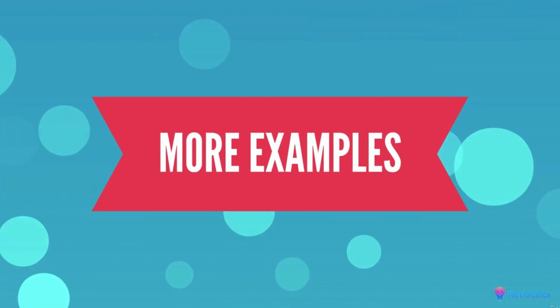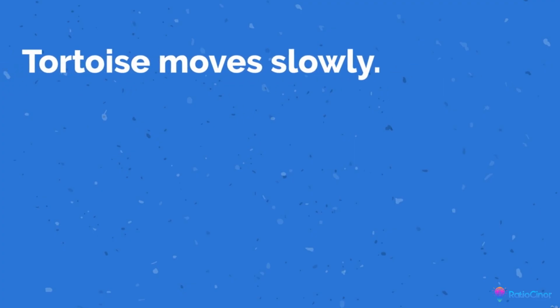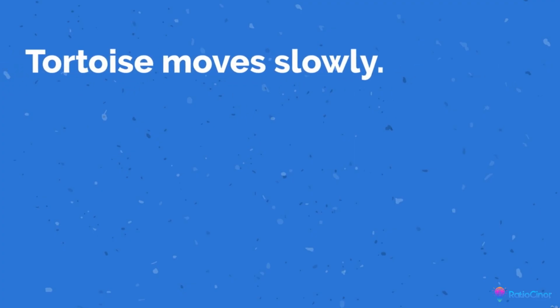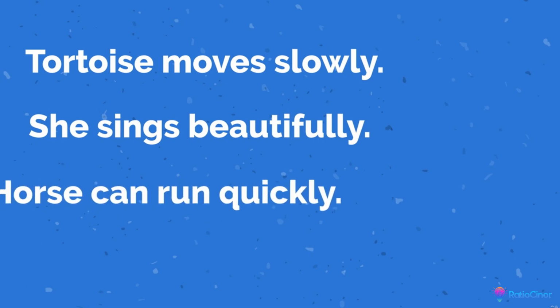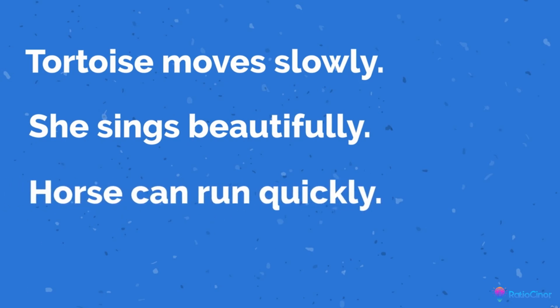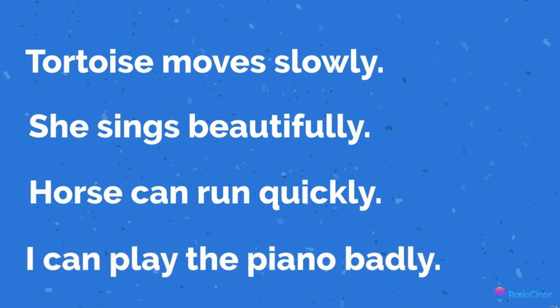More examples. Tortoises move slowly. She sings beautifully. Horses can run quickly. I can play the piano badly.